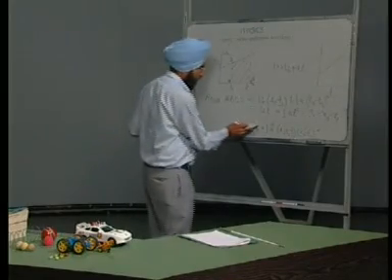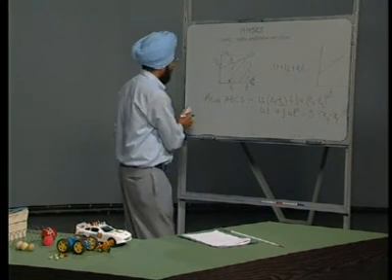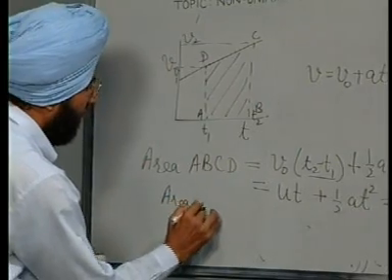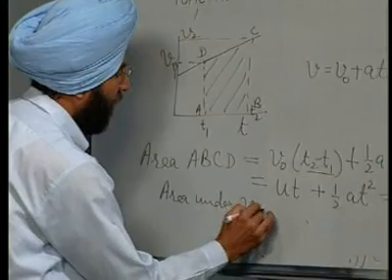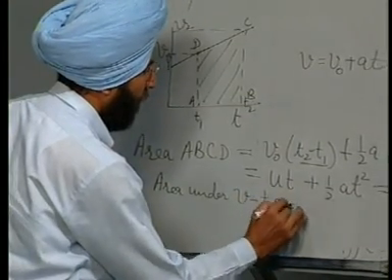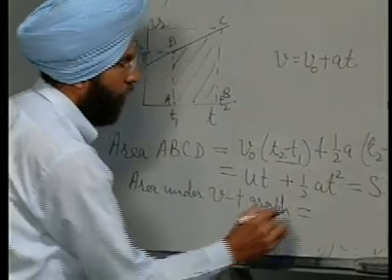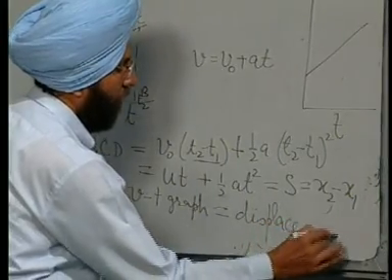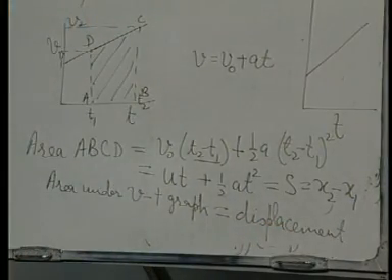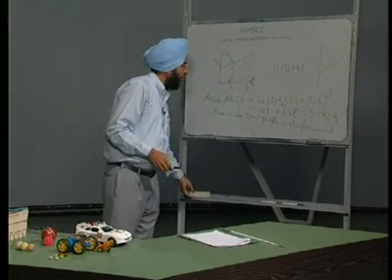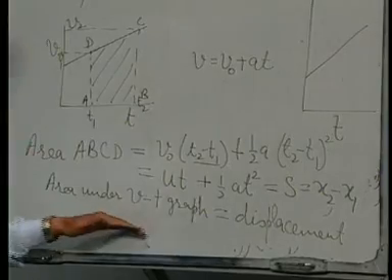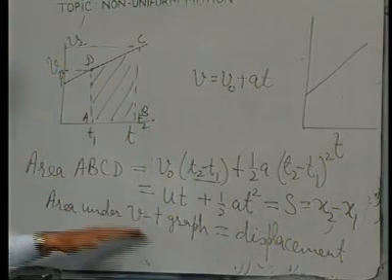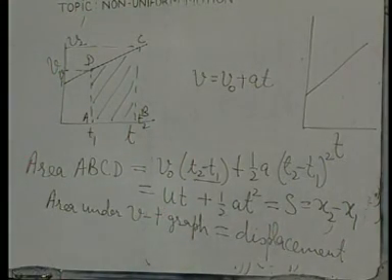So, the area of this ABCD, the area under the velocity time graph, is equal to displacement. So, if for a non-uniform motion we are given a VT diagram, we can find the area of the graph, and we know the area is equal to the displacement.